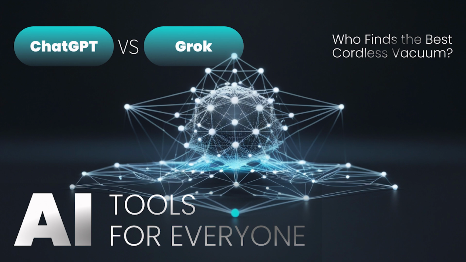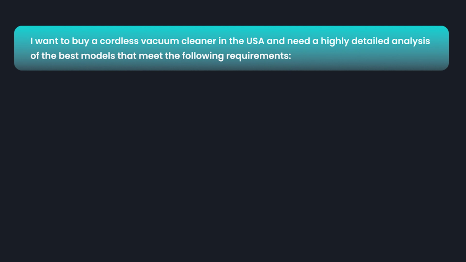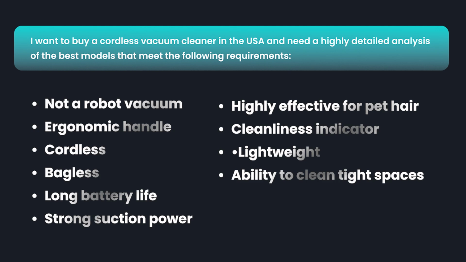The beginning of the request will be as follows. I want to buy a cordless vacuum cleaner in the USA and need a highly detailed analysis of the best models that meet the following requirements. Then we describe our vacuum requirements. Not a robot vacuum. I need a handheld or stick vacuum. Ergonomic handle. Should be comfortable for a person who is 164 centimeters, 5 feet 4 inches, tall.